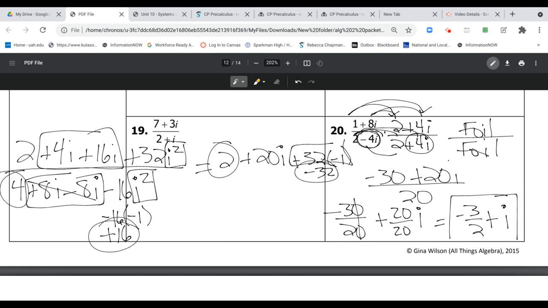So if you have any questions about adding, subtracting, distributing, FOILing, and then using conjugates to get rid of denominators, please make sure that you are asking those questions.